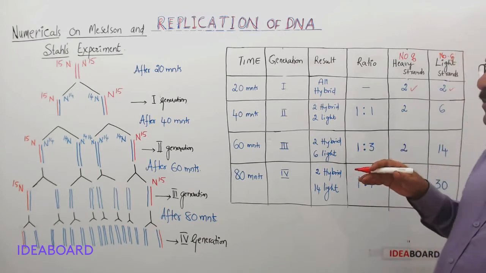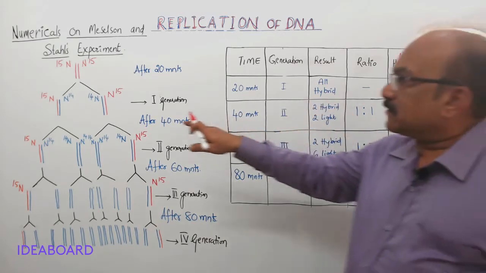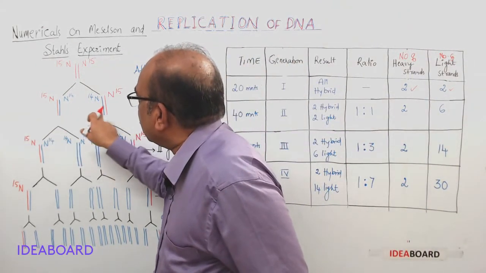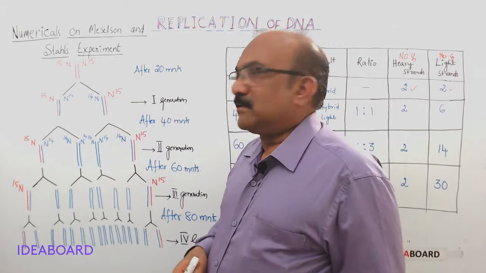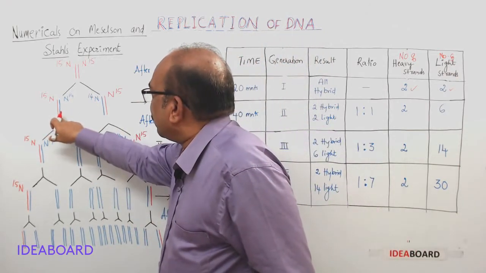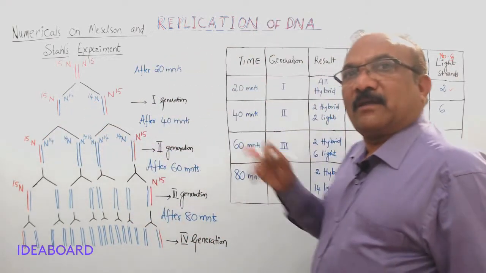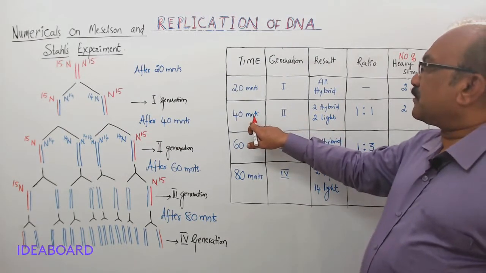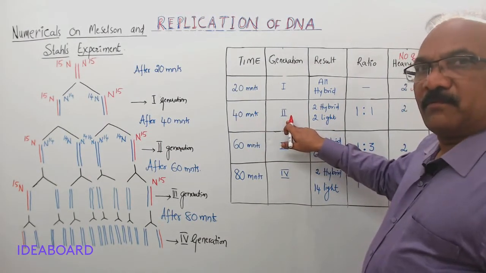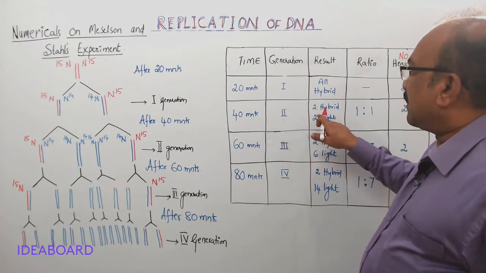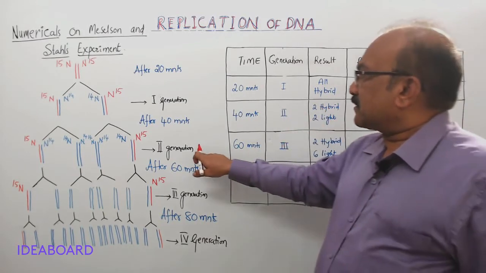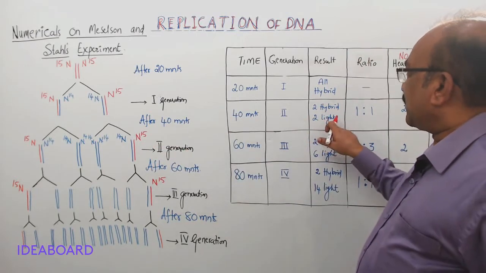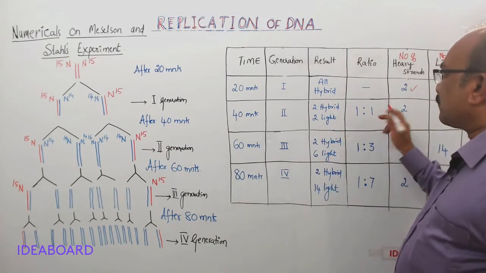So out of these four, how many are N15 strands? Two, very clear. And how many are N14? Two. Like that, you have to make the calculation. And now, after 40 minutes, we will get the second generation. In the second generation, you can see there, two hybrid and two light. So what is the ratio? 1:1 ratio.